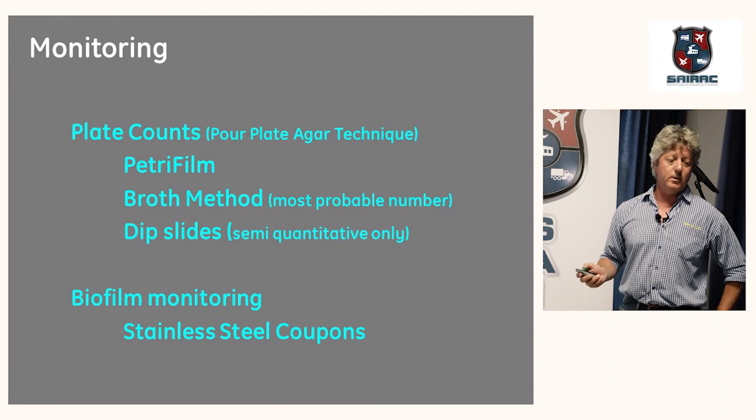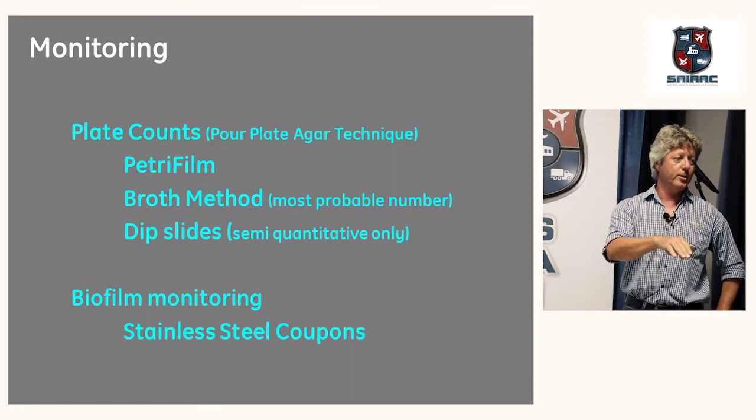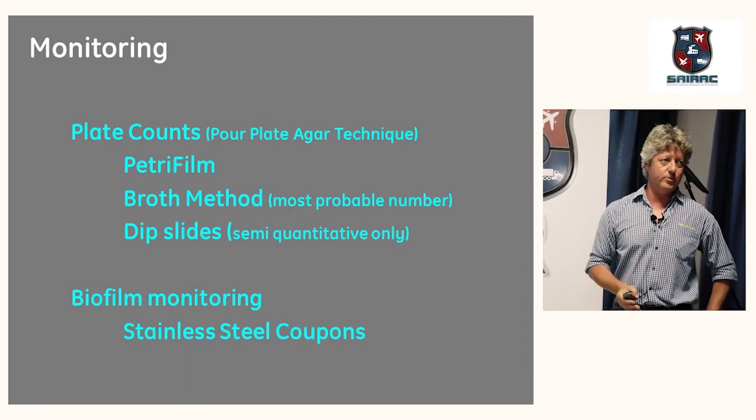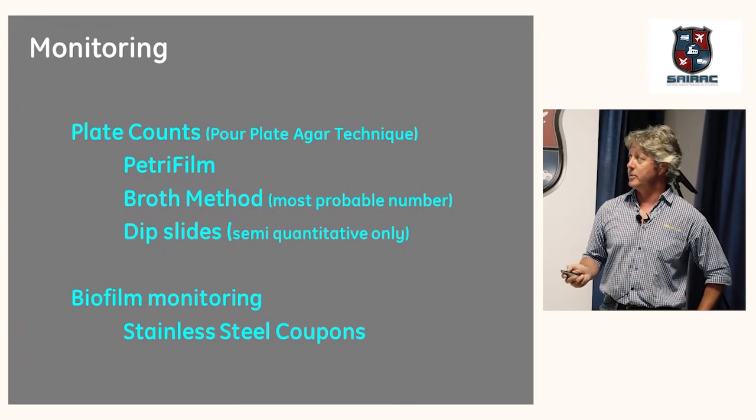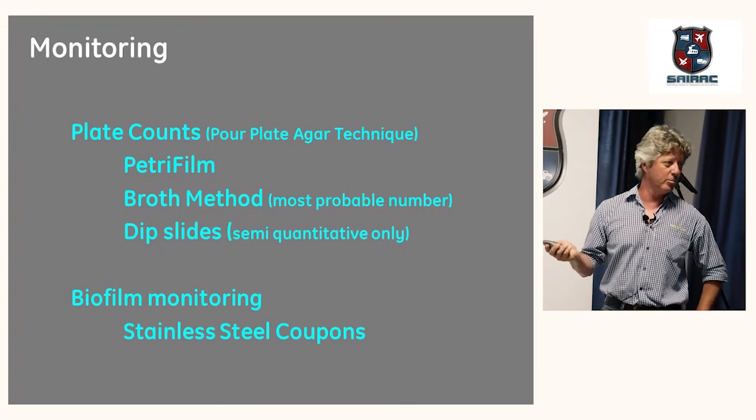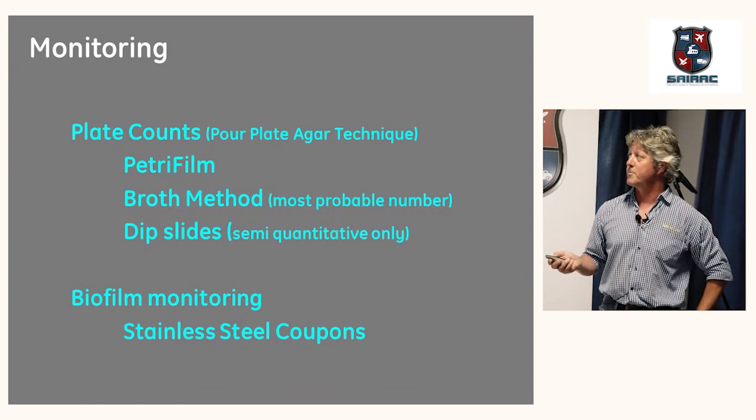Petri film, which is an on-the-spot test, which you can do. You can take a sample, do it right there, but it also takes about 2 to 3 days to give you a good result. That's not a lab test. It's more of an in-house kind of test.